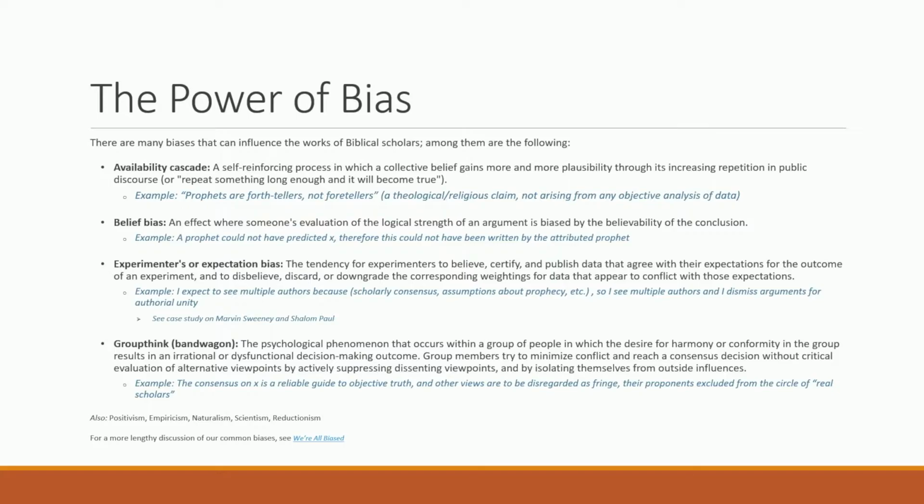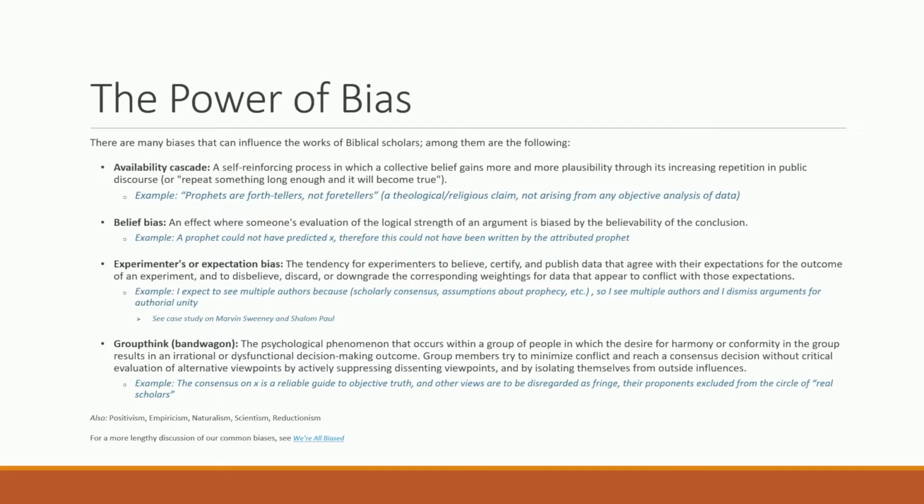Availability cascade, which is a self-reinforcing process in which a collective belief gains more and more plausibility through its increasing repetition in public discourse. In other words, repeat something long enough and it will become true. A good example from the field of biblical studies is this idea that prophets are forth-tellers, not foretellers. And that's related to that quote in segment 1 from Stephen Mackenzie. This is a theological and religious claim. It's not arising from any objective analysis of data.